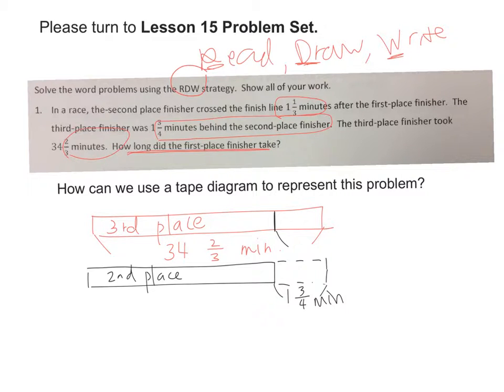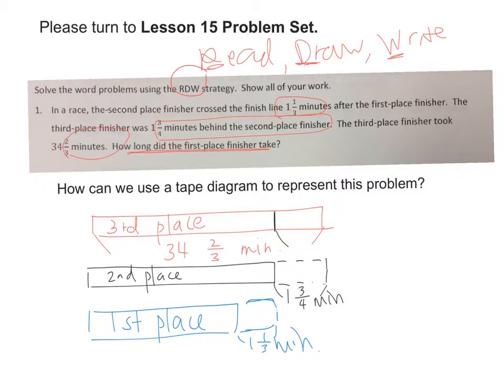Interesting. Okay. We also have a first place runner whose time was the shortest, right? And how does the first place runner compare to the second place? It says the second place finisher crossed the line 1 1/3 minutes after the first place. So this distance over here is how long? 1 1/3 minutes. You got it. And the question is asking us to find how long the first place finisher took.